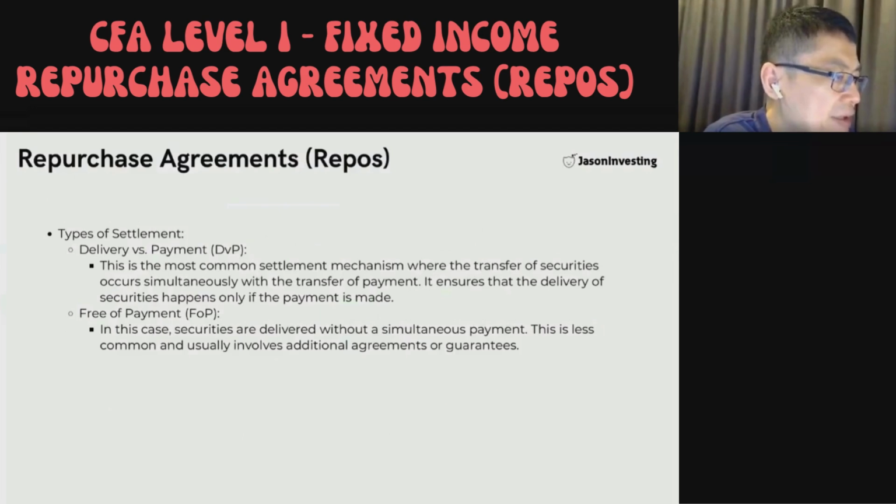Free of payment: in this case, securities are delivered without a simultaneous payment. This is less common, as you can imagine, because it's riskier and it usually involves additional agreements or guarantees.